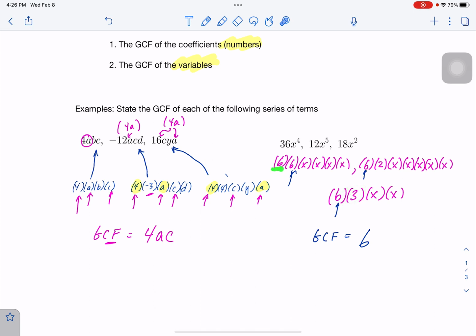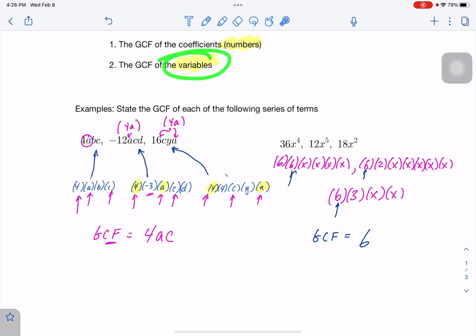Okay, well, I could take a 3 out of this one, and I could take a 3 out of this one, but I can't take a 3 out of the last one. So no, it has to come out of all 3 of them. It's a greatest common factor of all 3. So the 6 is the best I can take out in terms of the numbers.